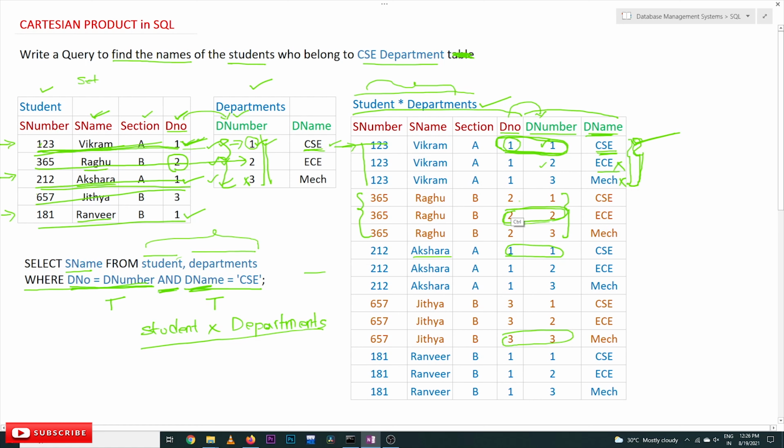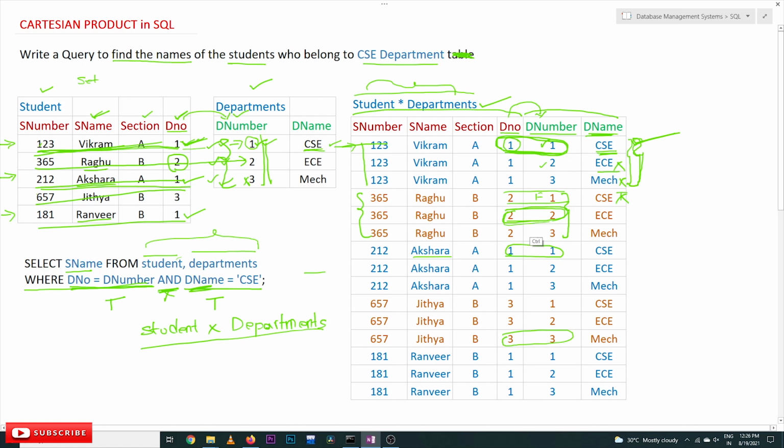So are these two equal? No. And is it equal to CSC? Yes, but the first is not equal, and as we are using the AND condition, both should be true. So these two are not equal, and this is equal to CSC. So this is false and this is true. So this will also not get picked.